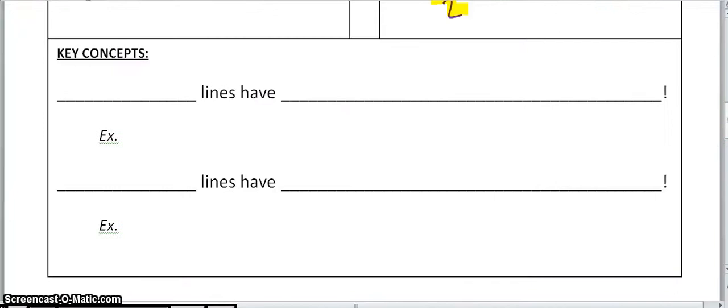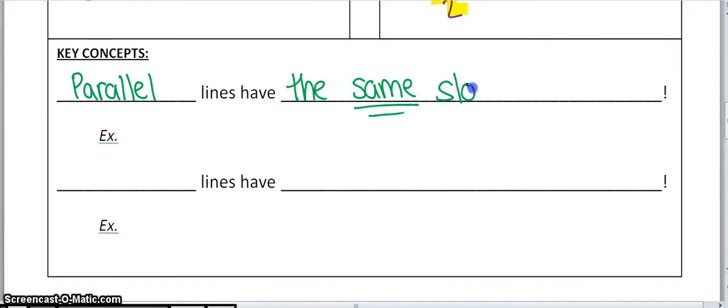Okay, so to fill in the key concept here, what you want to know is that all parallel lines have the same exact slope. So if two lines are parallel, they will have the same slope. For example, if you had the equation of a line y = mx + b, wow, this is a lot of review here, and it was y = -3x + 1, and then you had y = -3x - 10, these would be parallel because their slopes are both -3.